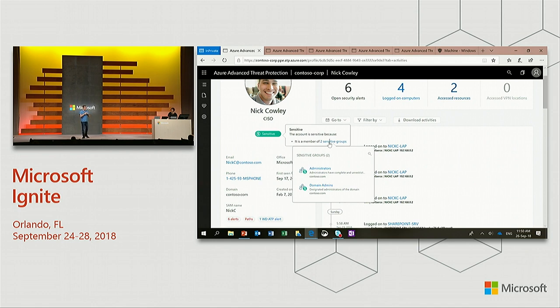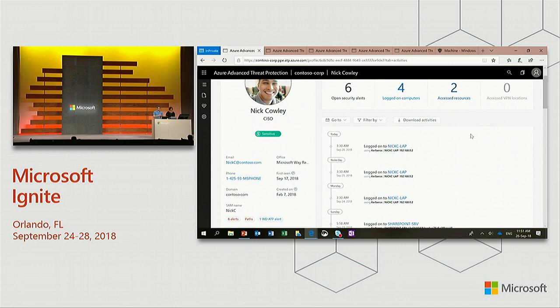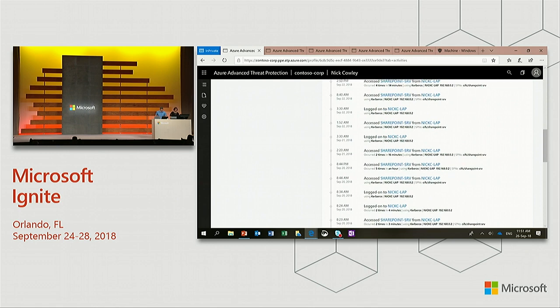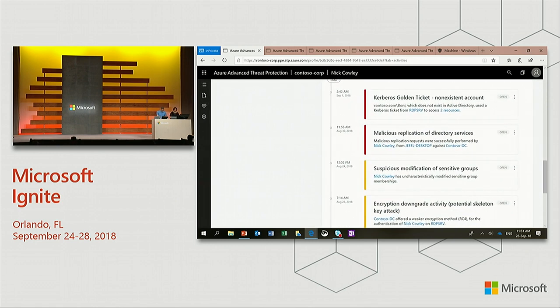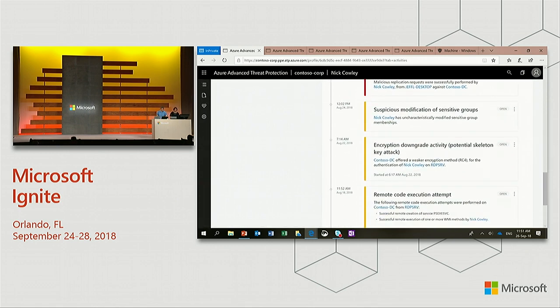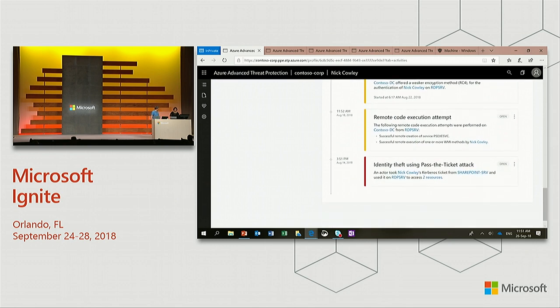And specifically here, Azure ATP has chosen automatically to mark Nick as a sensitive user because he's a part of the domain admin group. One of the things that Azure ATP gives you is the ability to use either automatic or manual assignments. So you can actually tag your own groups as sensitive, even if Azure ATP doesn't think that they are sensitive. For example, maybe because you have proprietary names for specific groups marked as sensitive.